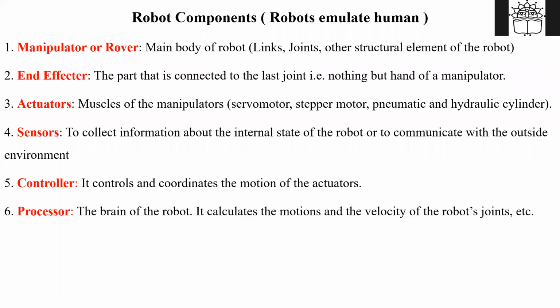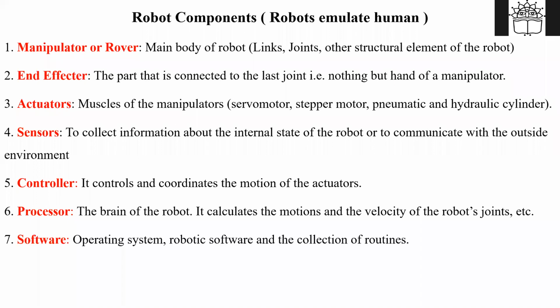Then the controller and processor, this is nothing but the brain, right? Which calculates the motion and controls the motion as well as coordinates. It will do positioning as well as it will decide the motion. And the important part, which is nothing but the OS, that is operating system, that is software. So robotic softwares are there.